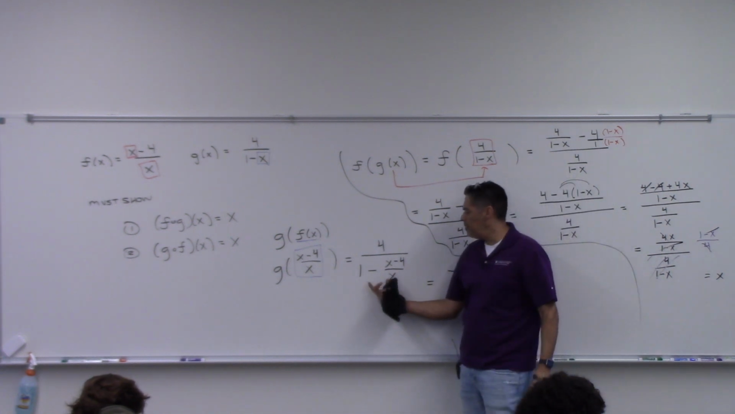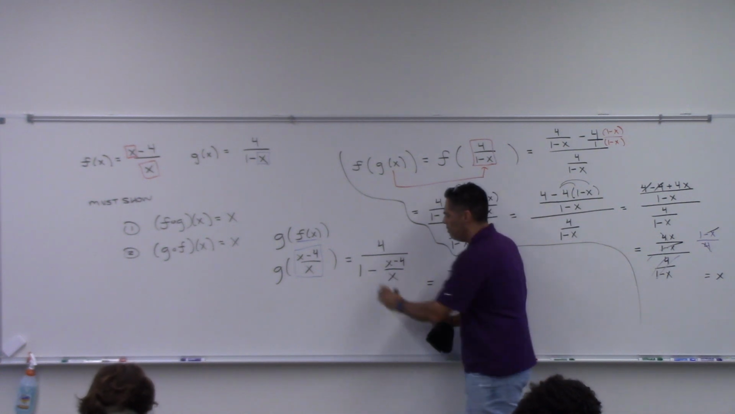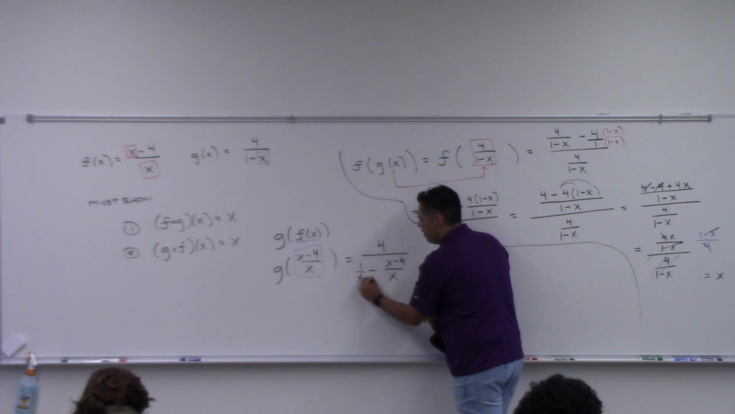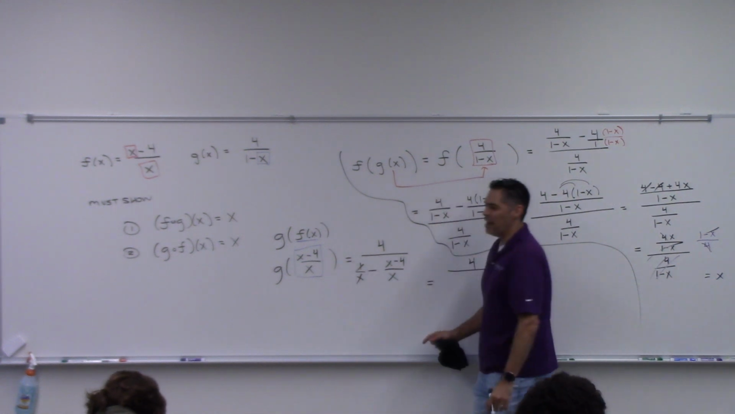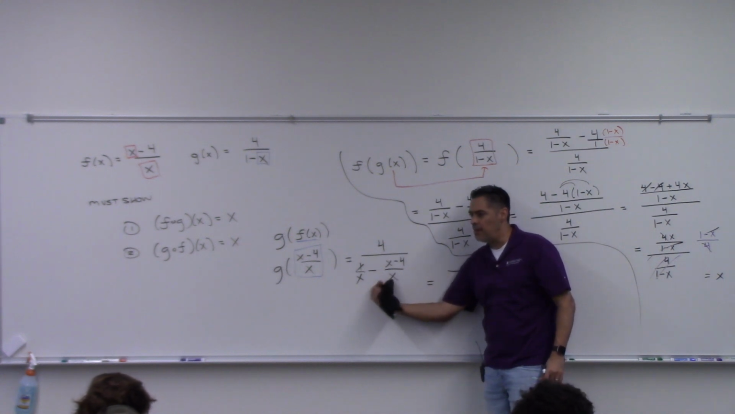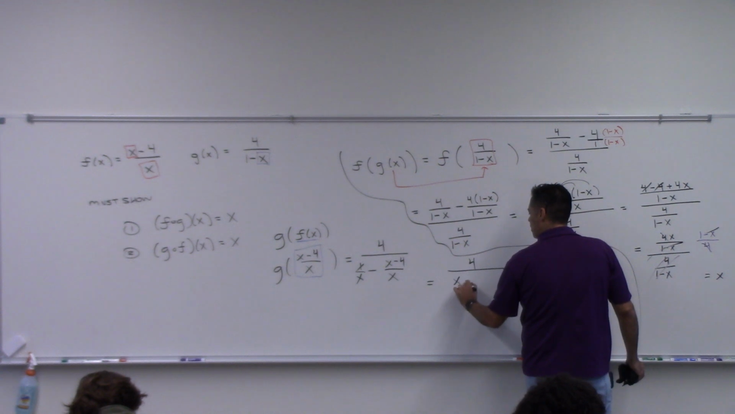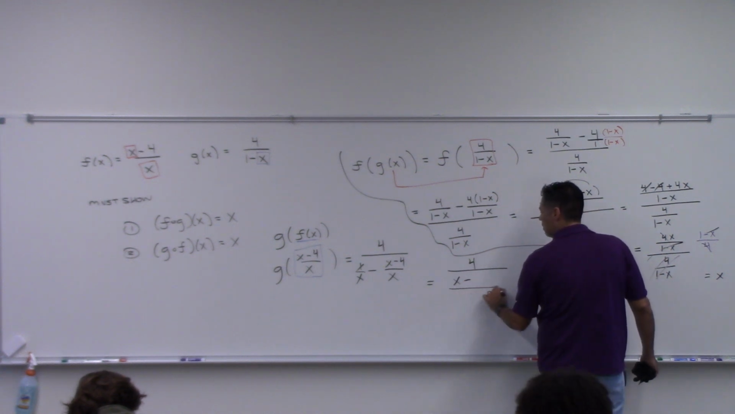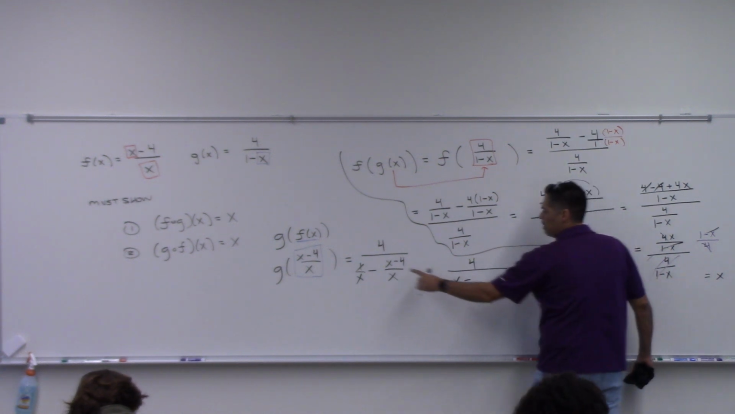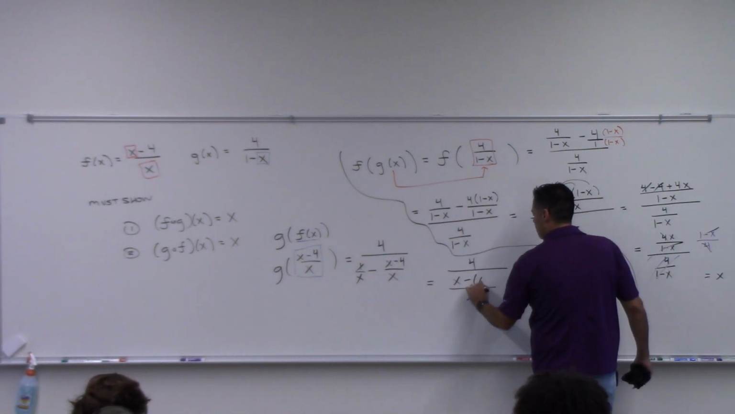Okay, I'm going to put these together. I need a common denominator between these two right here. So I'm going to turn that 1 into 1 over 1, and oh, well, there, x over x. I'm turning that 1 into x over x. That way I can put those two together. So it becomes x take away what? X take away that. Better put in parentheses.